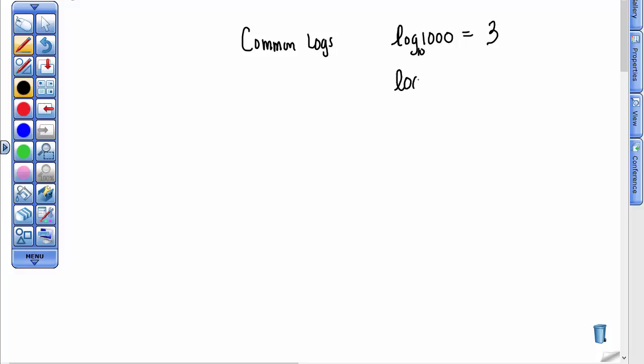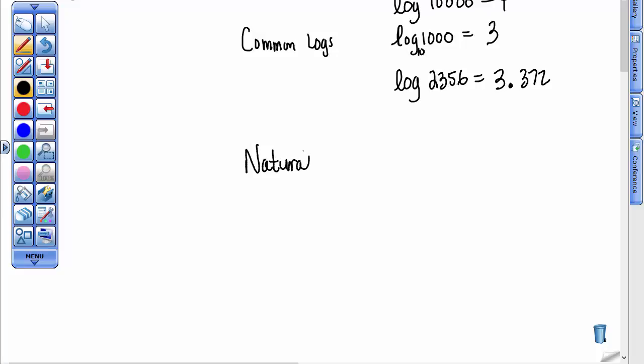So they might ask you to find the log of 2,356. Since the log of 1,000 is 3 and the log of 10,000 is 4, I know your answer should be 3 point something. So I hit the log key of 2356 and I get 3.372. So essentially that's section 4. And section 5 is a little bit of work with natural logarithms.